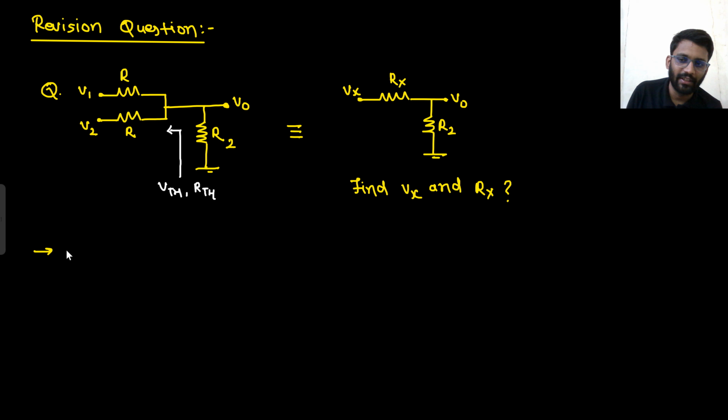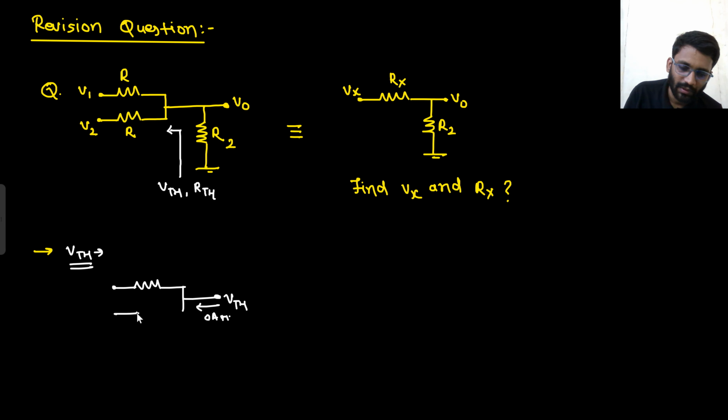So first I will calculate Vth. What is Vth? Vth is open circuit voltage, that is a function of input voltage, that we have already studied in network analysis course. So for Vth, you will always open circuit the output node. That means there will be 0 ampere current coming here. So I have open circuited the output node.